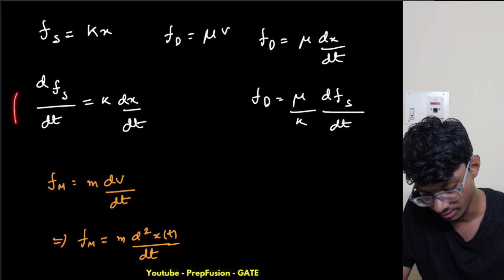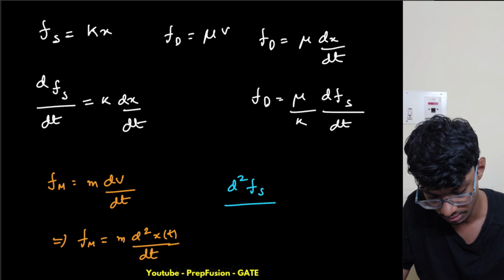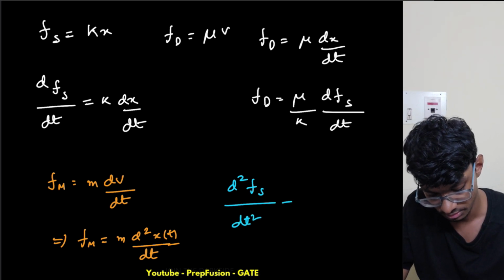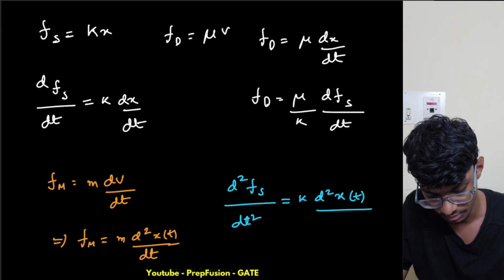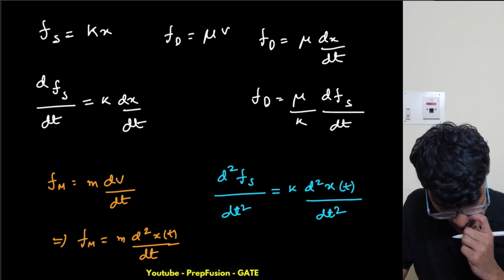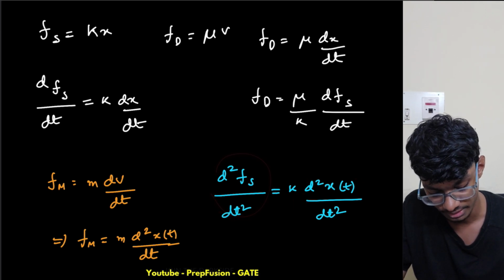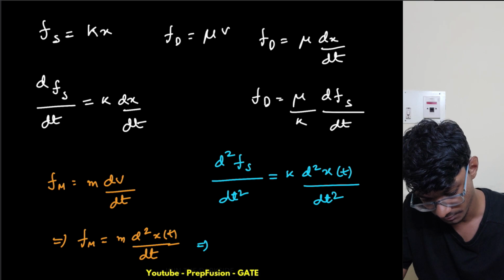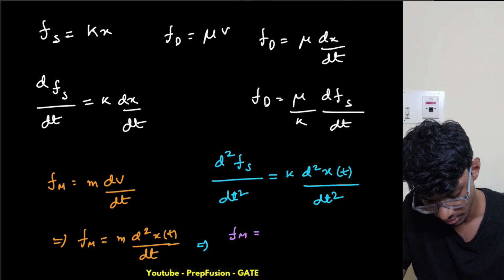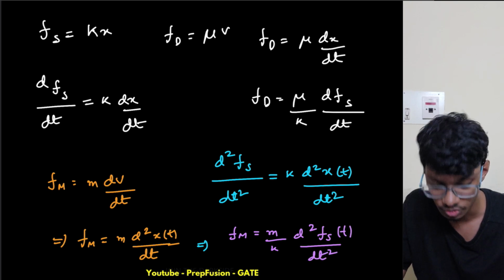Now I will differentiate this equation again. What do I get if I differentiate both sides again? I get d square Fs by dt square equals k d square x of t by dt square. So now I'm getting d square x by dt square in terms of Fs. I will replace it here from this equation. So this will be Fm equals m by k d square Fs by dt square. Now this is not that important, just to show you one example, a damping example.